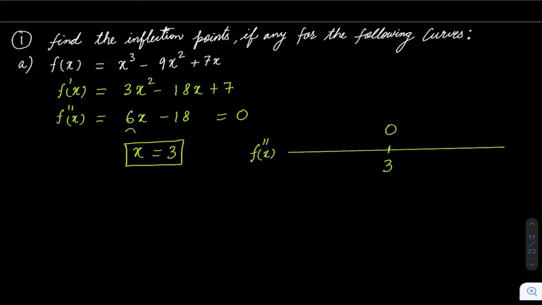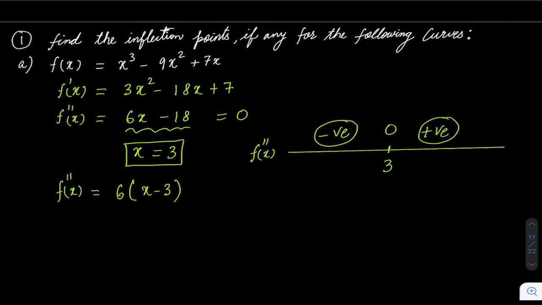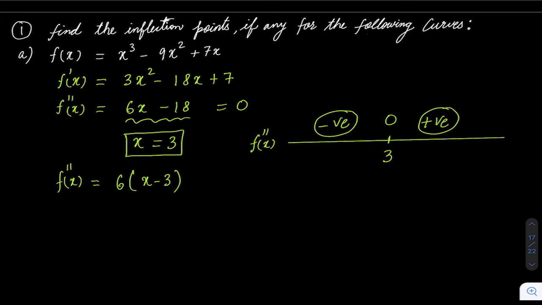Now what happens when x is greater than 3? You can just think about this. Let me just take 6 common so that it's easy to think. This is my f double dash x. When x is greater than 3, f double dash x is positive. When x is less than 3, my f double dash x is negative. So I can simply say at 3, it changes its concavity. This is concave downwards, and after 3, it's concave upwards.